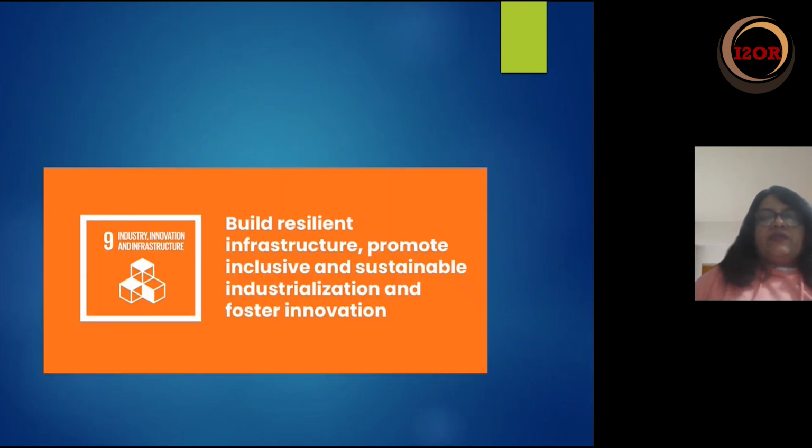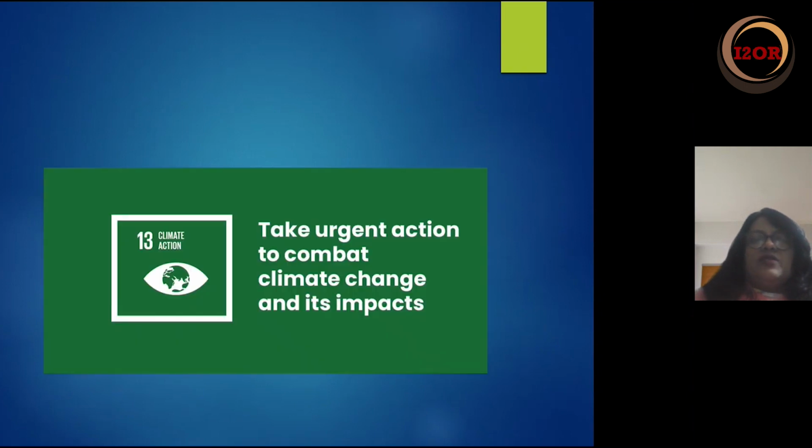Next is to build resilient infrastructure, promote inclusive and sustainable industrialization, and foster innovation, as plant tissue culture is not only restricted to the lab work, but it can go to the industrial level as well. The tissue culture industry is doing very well, not only in propagating different plant species, but also helping to go for advanced farming, and fostering innovation and sustainable industrialization is also taking place with the help of this plant tissue culture industry.